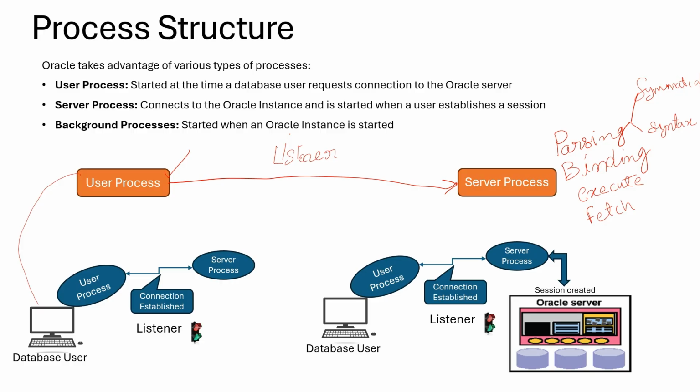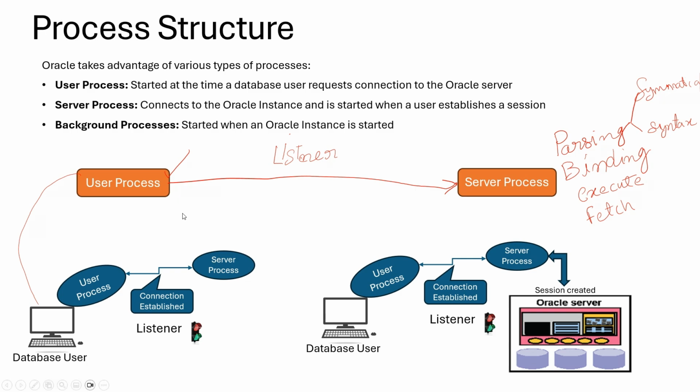And then fetch. The rows retrieved by the query are written by the server to the user during this phase. It depends on the amount of memory that you have allocated, and then the fetch process happens. So you understand all four different stages that happen in the server process.